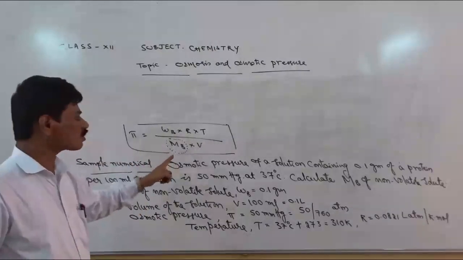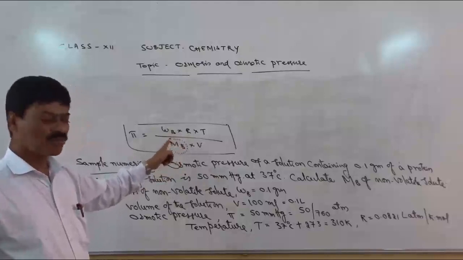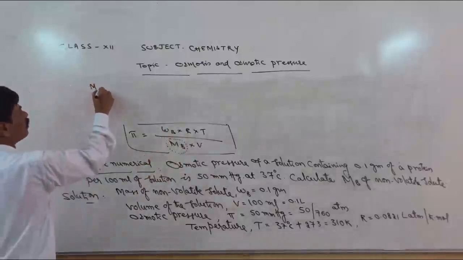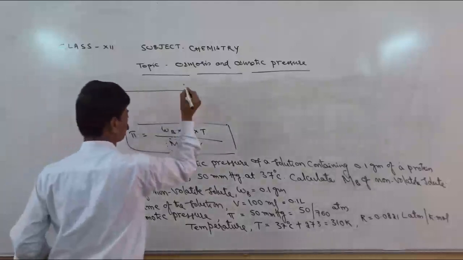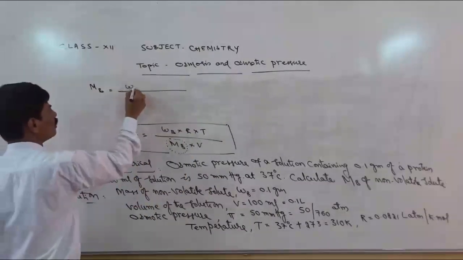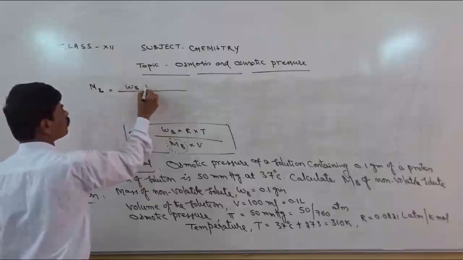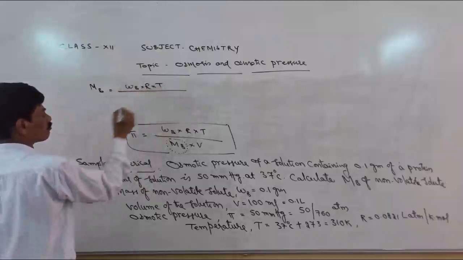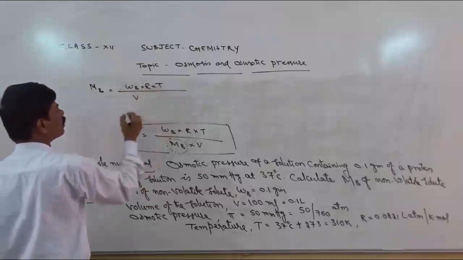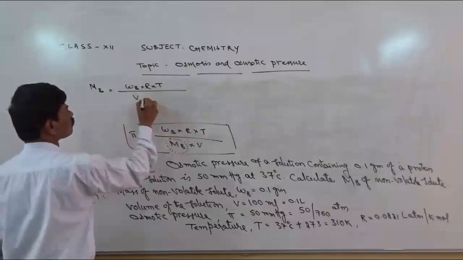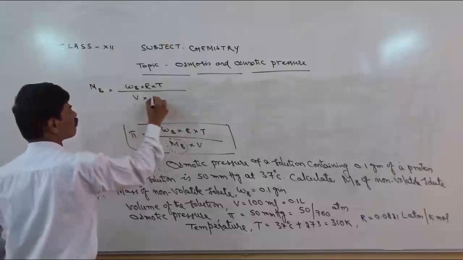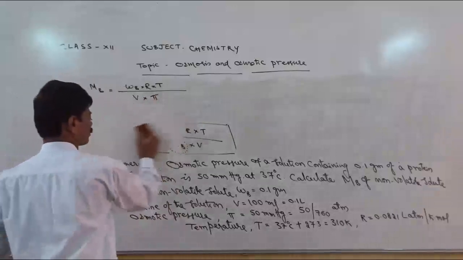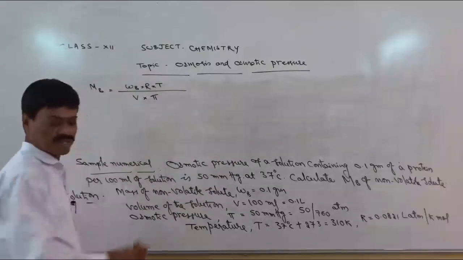Now, if you substitute the values, this is the formula, right? In this formula, we need to calculate the molar mass, which is asked to calculate. So MB is equal to WB into RT divided by volume into osmotic pressure. So this is the formula. This carries half mark. So half plus half over.